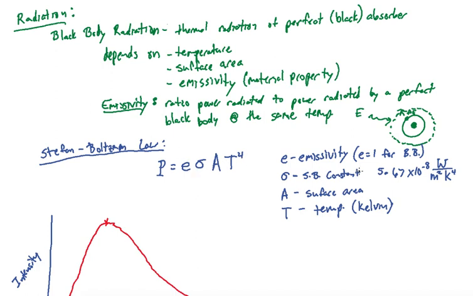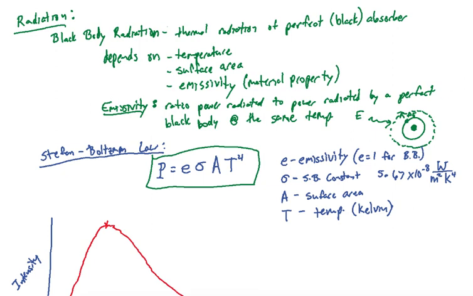Of course, if this was a perfect black body, this emissivity would equal 1 because it would radiate the same amount of radiation that a perfect black body would. So e would become 1 for a perfect black body, and you need to keep that in mind. It would just be sigma A T to the 4th in that situation, okay? So that's our big Stefan Boltzmann equation.